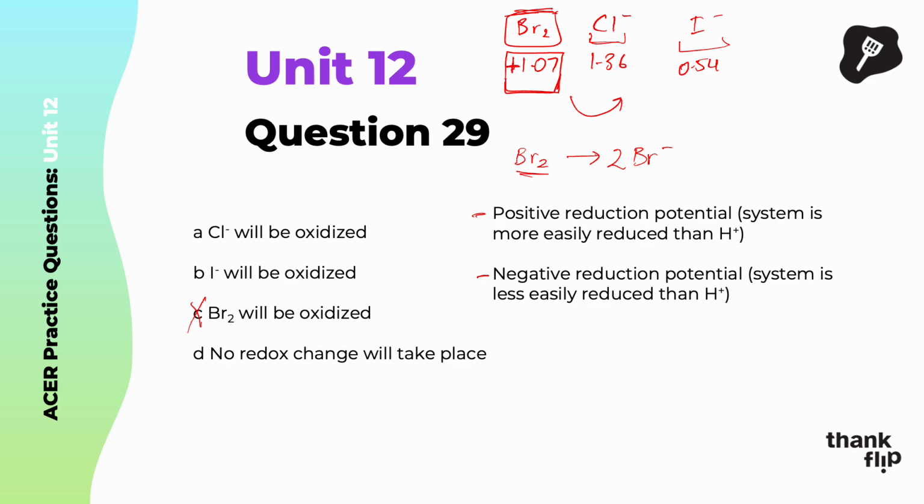Now, this is more positive than this one here, but it's less positive than this one here. So because this is more positive than the iodine, it means that Br2 will be reduced and act as the oxidizing agent and result in iodine being oxidized. The chloride reduction potential is greater than that of bromine, and so nothing's going to happen to chloride. So the answer is B.